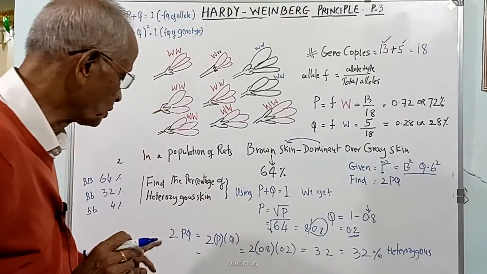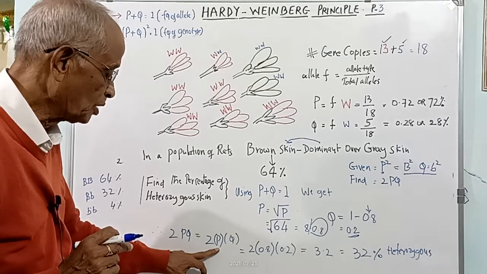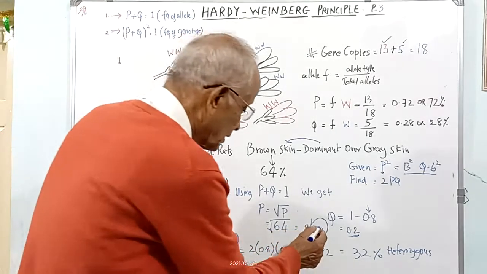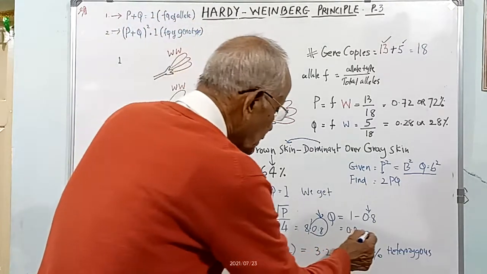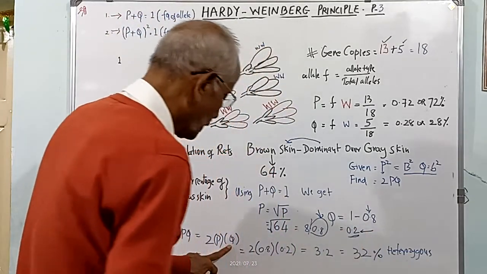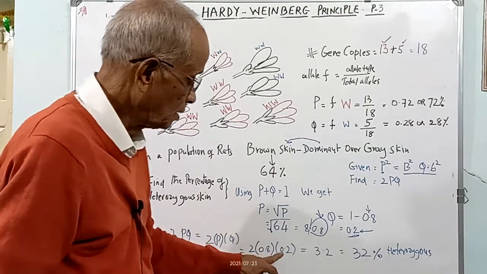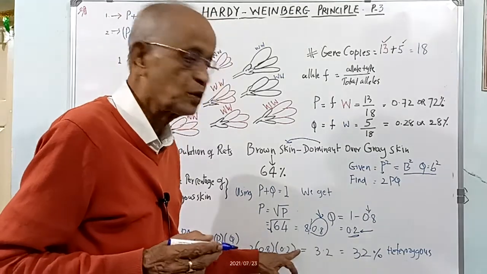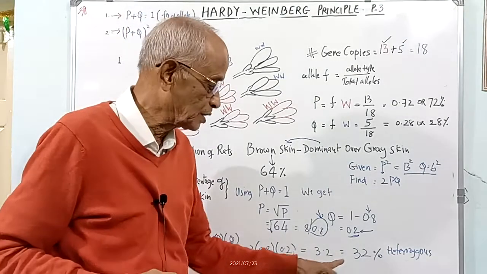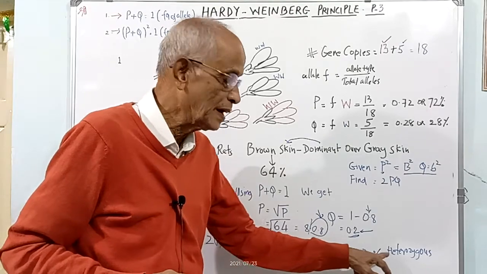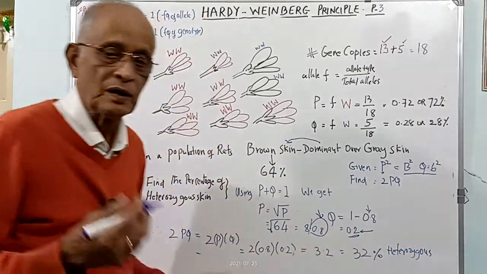To do that, take 2PQ is equal to 2 into P. The value for P is given here, and the value for Q is given here. So take that and multiply 2 into 0.8 into 0.2, that will be equal to 0.32, and if you convert that into percentage, it becomes 32% will be heterozygous type. That's how you can calculate the figures.